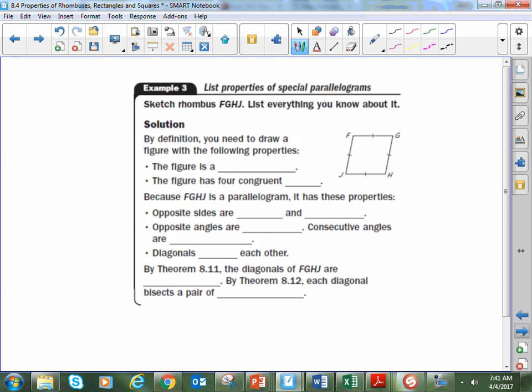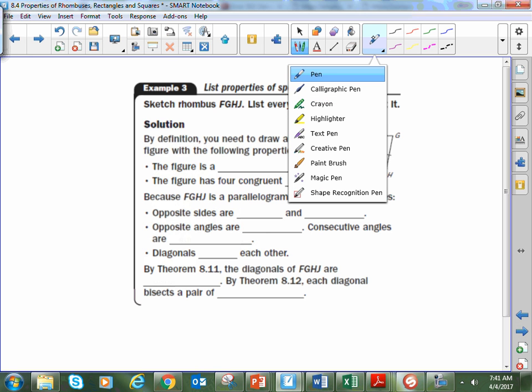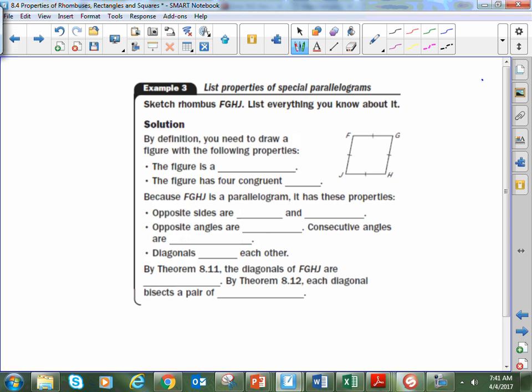So take a look at example 3: sketch the rhombus, and list everything you know about it. Let's go ahead and work through the solution, and I'm going to start marking things on here. Okay, I think I'm good with the color that I have. We know that it's a rhombus, so all four sides are the same, and those are marked for me, so that's good. I know that now the diagonals are perpendicular to each other, and that they will bisect the angles.